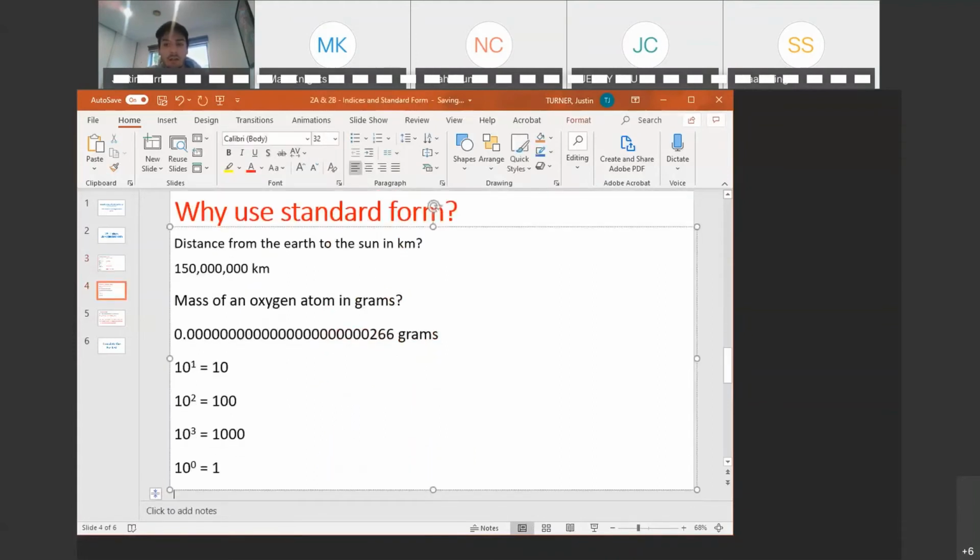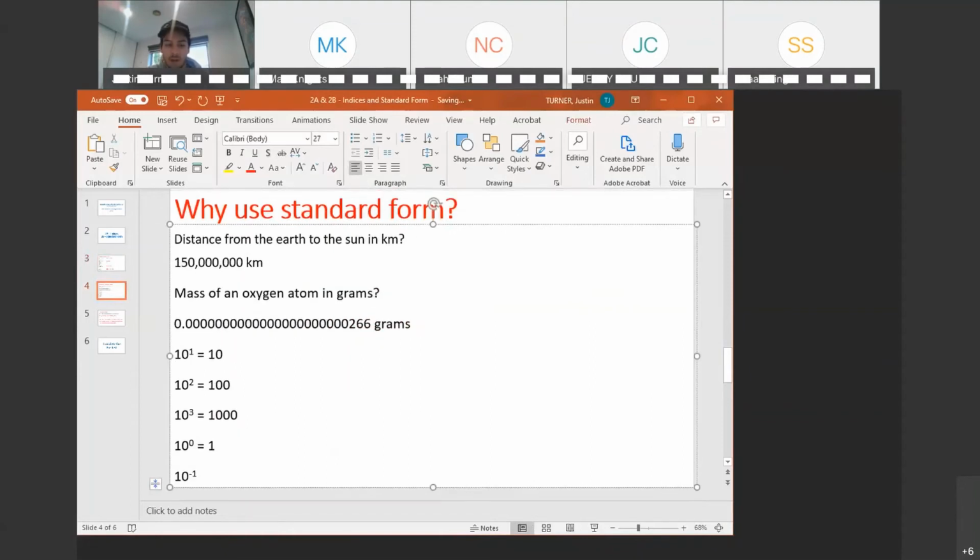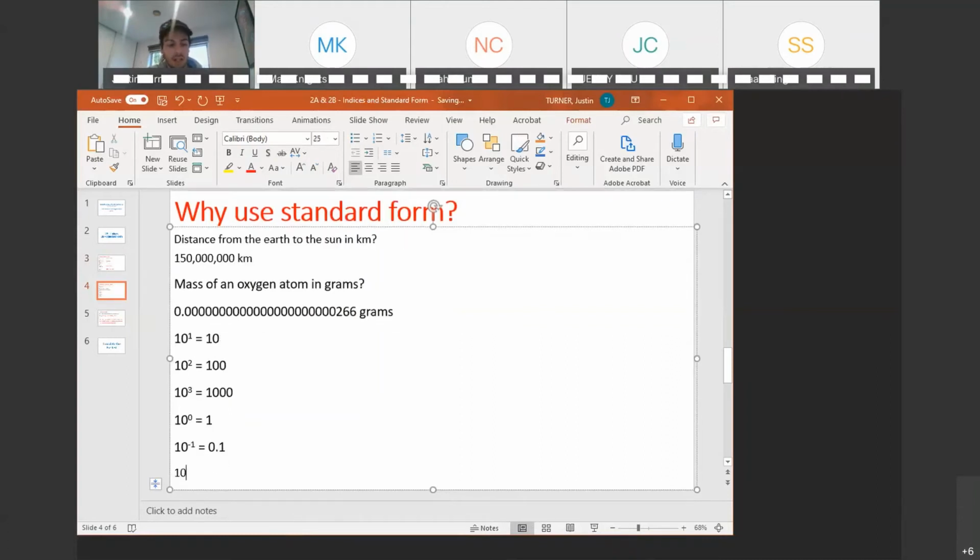What about negative powers? What do we have? What happens when we do negative powers? If you have 10 to the power of -1, we have 0.1. So what's happening is the decimal place is kind of moving over by one spot. 10 to the power of -2, 0.01. So you can see how each time we go another negative power, the decimal place is going over by 1.